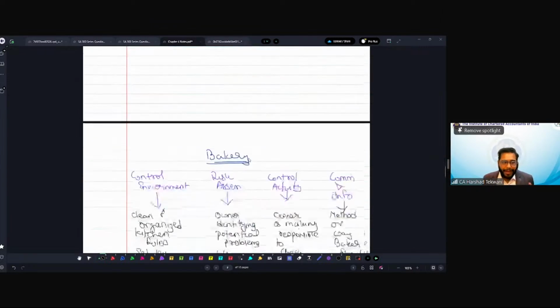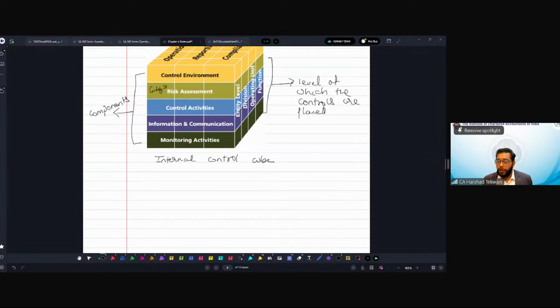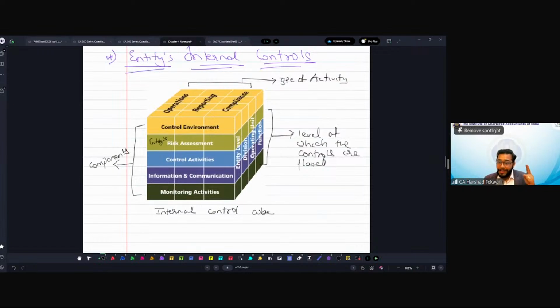Okay, absolutely correct. So if the risk assessment activity of the entity is missing, the entity does not perform a risk assessment activity, in that case, what happens? I could count that one of the components of internal control is missing. If one of the components of internal control is missing, that means there is a significant deficiency in the internal control, and based on that, I will decide the reliance upon the internal control.